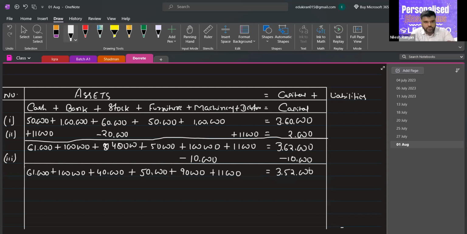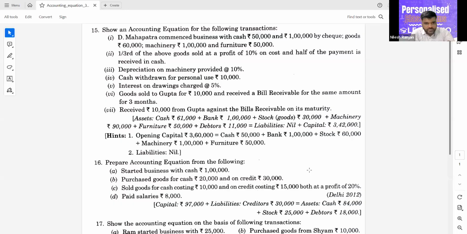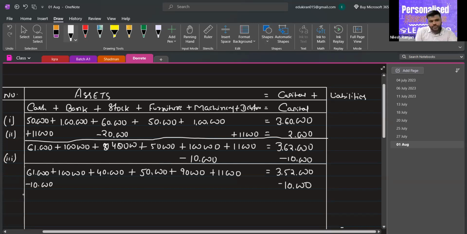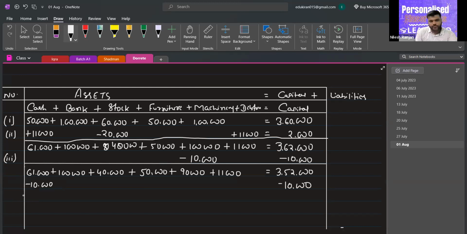Transaction number 4. Cash for proceeds. Whenever we withdraw money from the business, the cash will be decreased and there will be a decrease in capital. So make a drawing account.